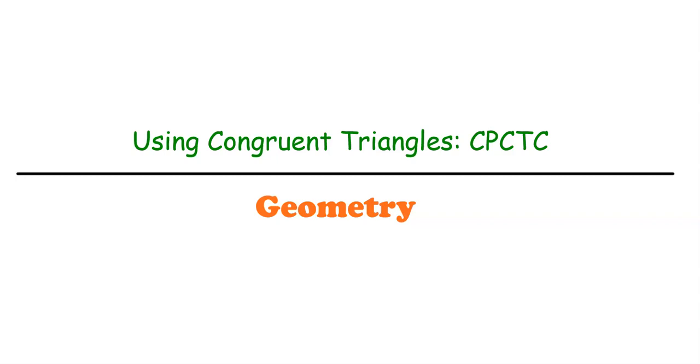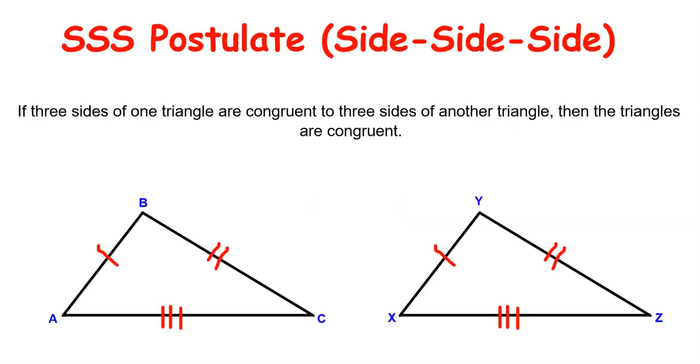So we've seen a few different ways of showing that triangles are congruent, but the real power of using congruent triangles doesn't come simply from saying that the two figures are congruent. The power of using congruent triangles comes from something that is true about congruent figures generally.